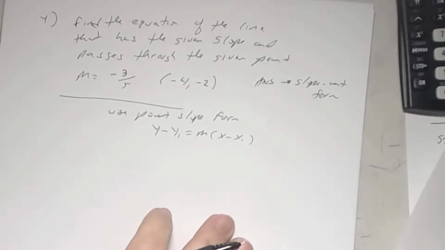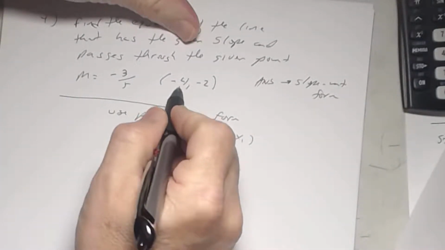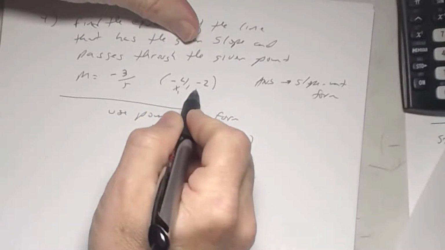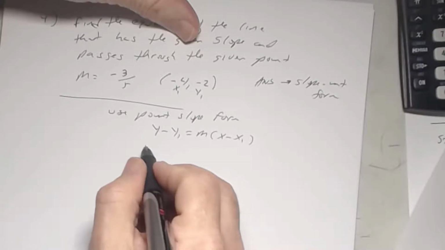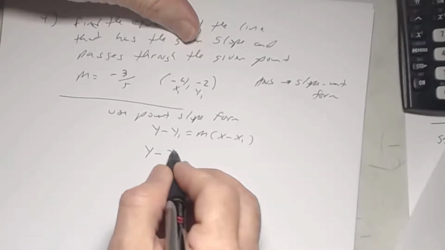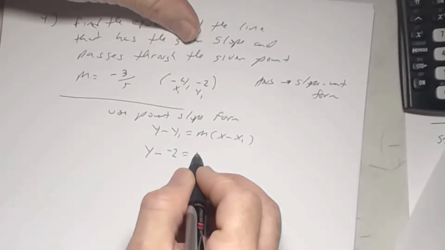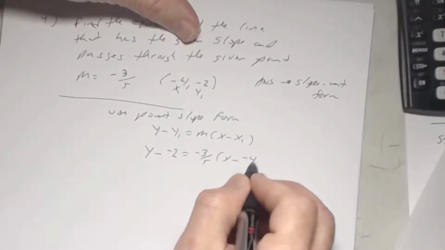Very good. Okay, so now -4 is going to be your what? X1, -2 is going to be your Y1. All right, so you just plug things in. Y minus Y1, what's Y1? -2 equals the slope, which is -3/5 times X minus -4.